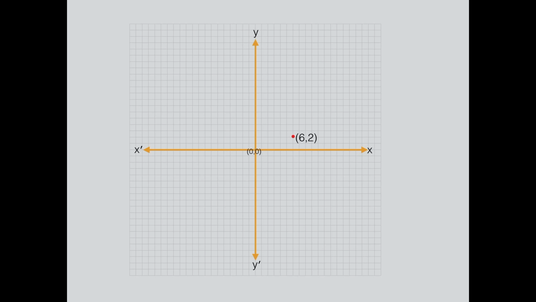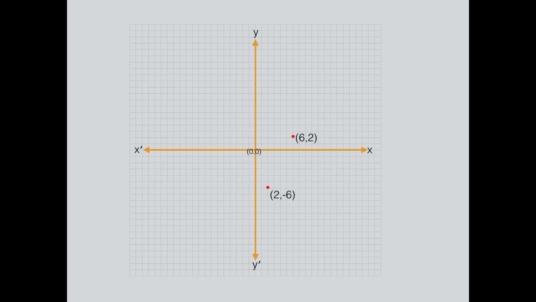Okay, now let's say we wanted to rotate this 90 degrees clockwise. How would we do that? Well, I'm going to give you a quick sneak peek into the future, and I'm just going to give you the answer right now. The answer is 2, negative 6. We rotate 6, 2, 90 degrees clockwise, we're getting to 2, negative 6. But how? How is that possible? Well, let me show you.